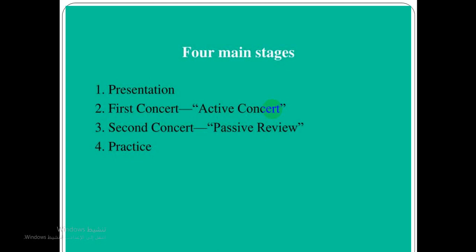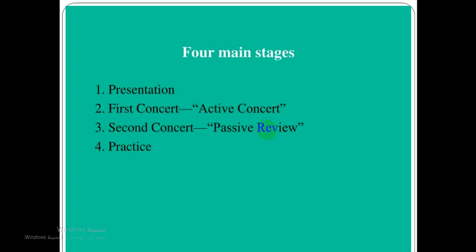The third stage here is the second concert, which is passive review. In this stage, students are invited to relax and listen to some music, with the text being read very quietly in the background. The music is specially selected to bring the students into the optimum mental state for the effortless acquisition of the material. In the passive review stage, the students put aside their scripts and the teacher reads at normal speed according to the content.